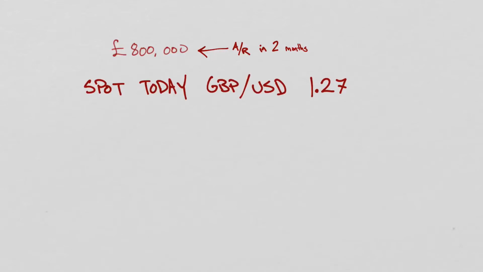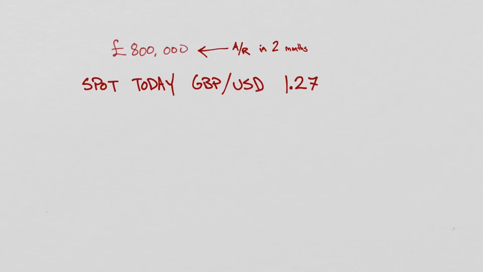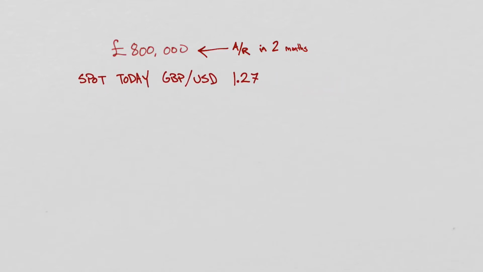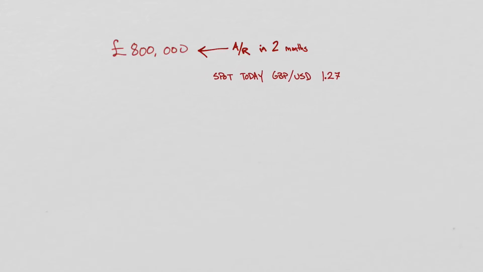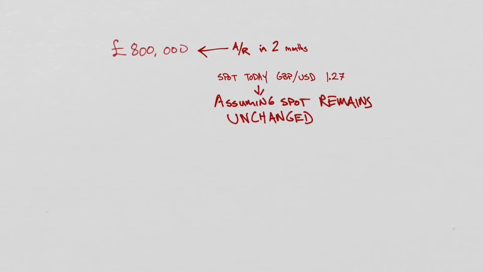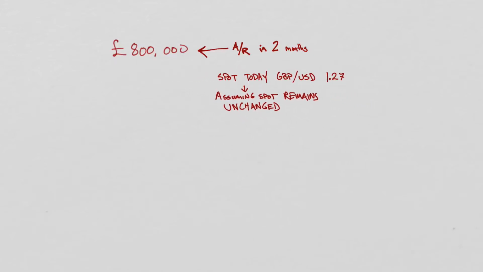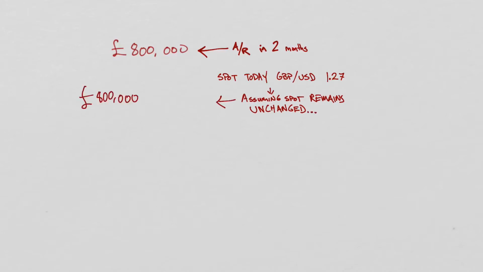If the spot rate today were 1.27 US dollars per British pound, and if we knew that the spot exchange rate was going to stay constant over the next 2 months, then we know what these British pounds would be worth in terms of dollars then. At that time, the 800,000 pounds would be worth, in terms of dollars, $1.016 million.